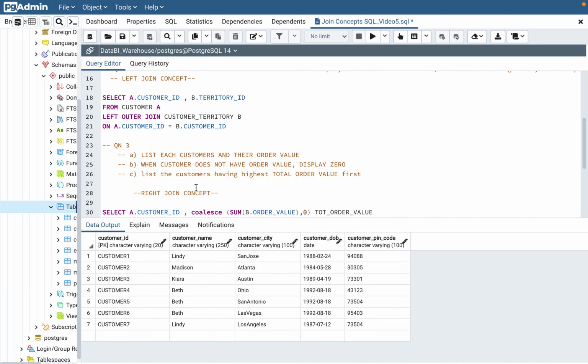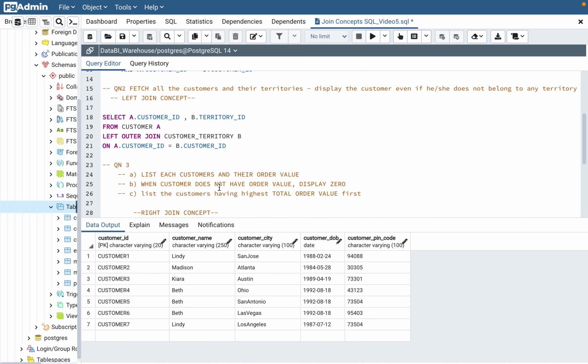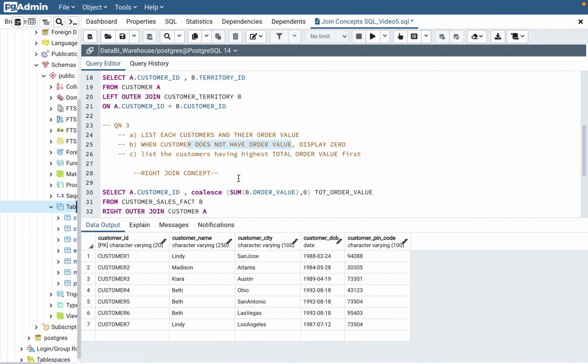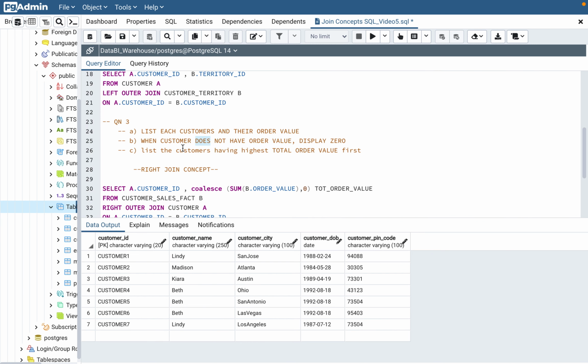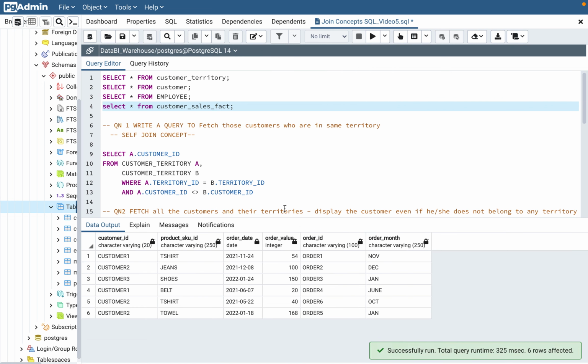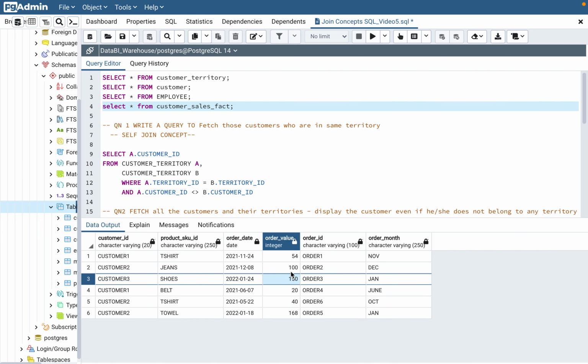So what they are saying is that where a customer does not have an order value, display 0, which means we will have to do one kind of join, a right join or a left join. That covers the right join concept. Then list the customers having the highest total order value first. They are telling you to order it, because this customer has the highest order, 168.